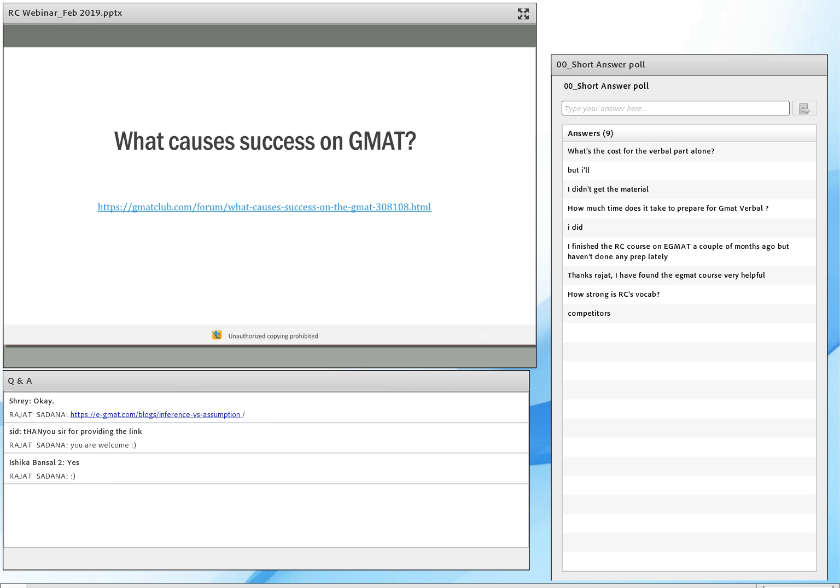How long does it take to prepare for GMAT Verbal? Every person is different. We actually have an AI-driven planner tool that allows you to do that. So if you write to me at rajadari.gmat, we can definitely help you figure out how long it will take for you to prepare for the GMAT.